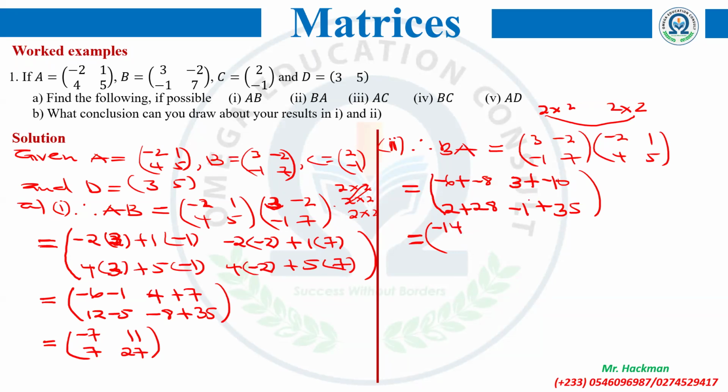Okay, 3 plus -10 will give us -7. Okay, 2 plus 28 will give us 30. Okay, -1 plus 35 will give us 34. All correct, my professors? Yes, sir.